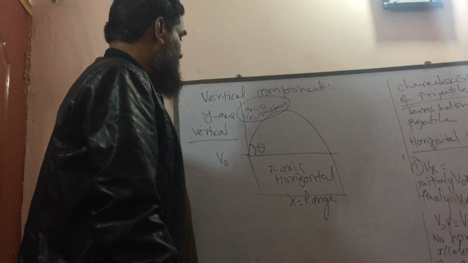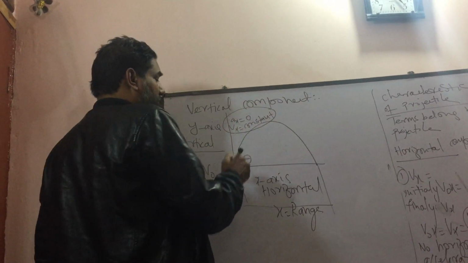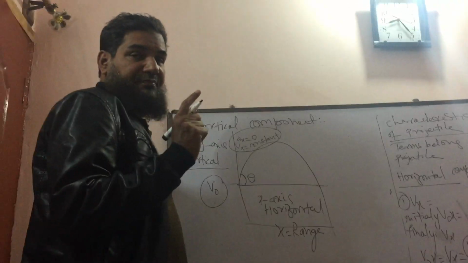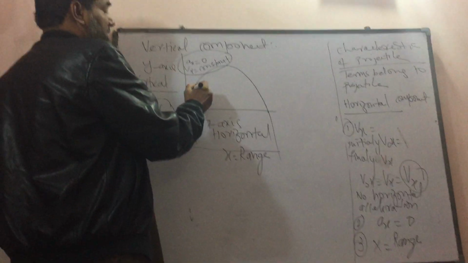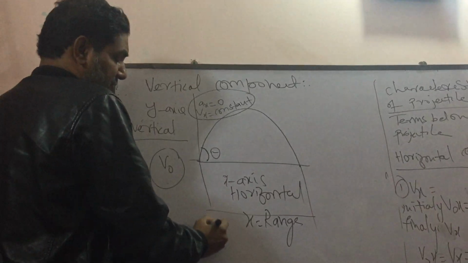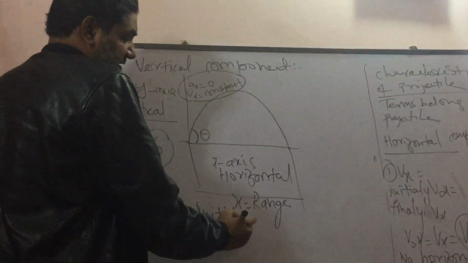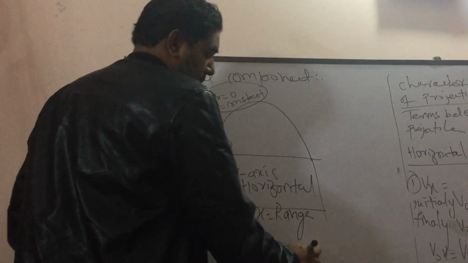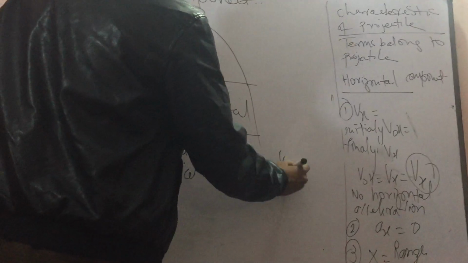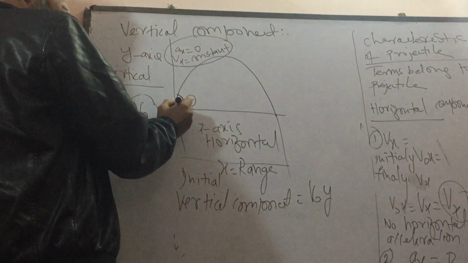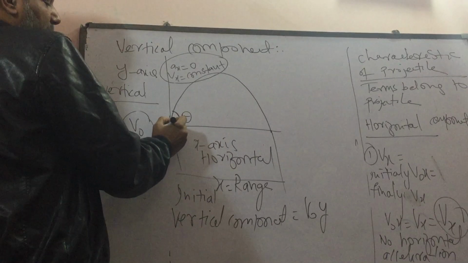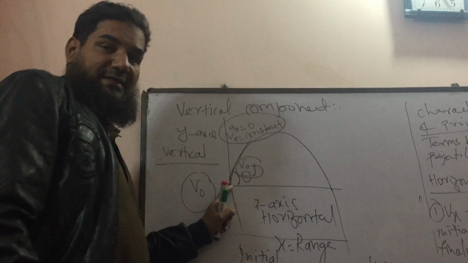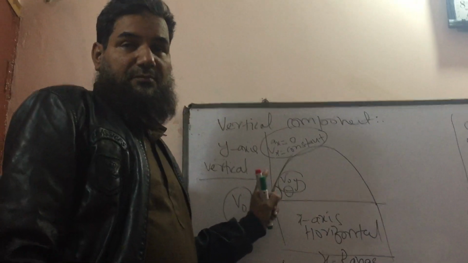Now I am coming towards the vertical component. What does the vertical component form? When the object moves with initial velocity v0, its initial vertical component is v0y. When the object starts moving with this component v0y, it starts its motion vertically, and v0y is the vertical component of the object.